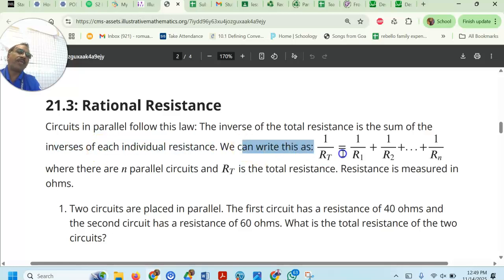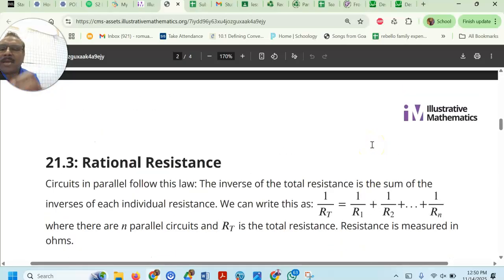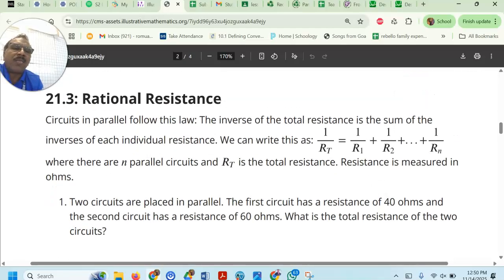So they already gave us this, so we don't have to create it. It just says the total resistance, 1 over RT, is equal to 1 over R1 plus 1 over R2 plus, and they give you many of them. So we are going to focus only on the first two. Okay, let's see directly. Resistance is measured in ohms.